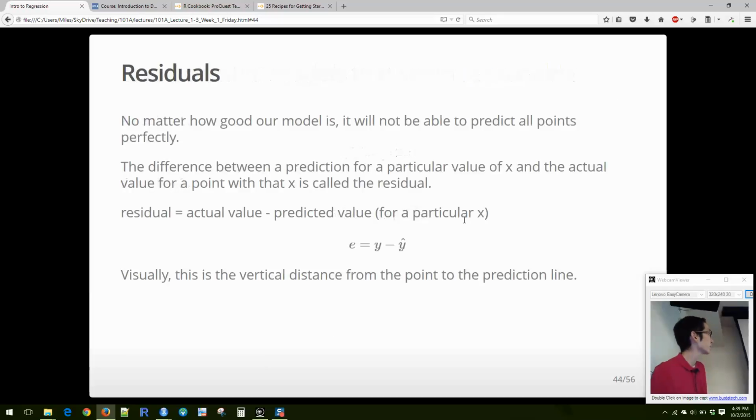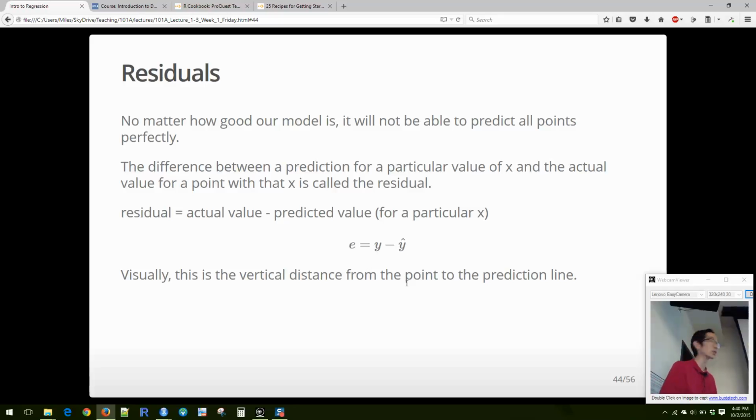Okay, well, let's see. All right, so we have to introduce the concept of residuals, which is no matter how good our model is, it's not going to predict all points perfectly, okay? And the difference between a prediction and the actual value, that's known as the residual. So the residual is equal to the actual value minus the predicted value for a particular value of x, okay? So if you're predicting 4 closets and it's actually 6 closets, then you have a residual of 2, okay?